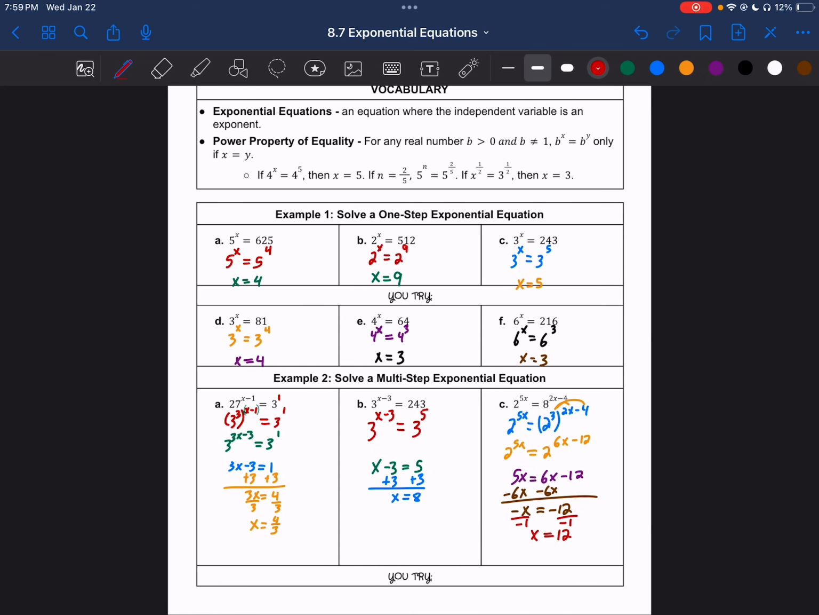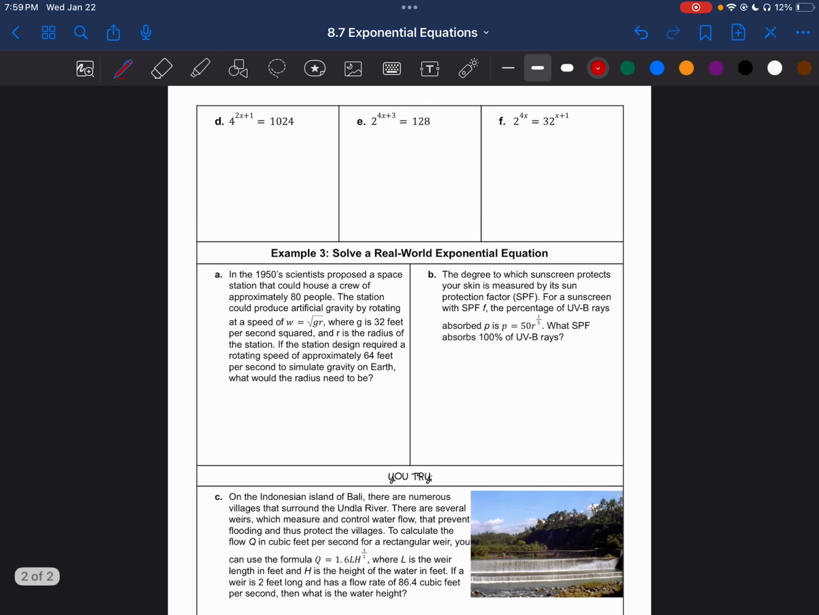All right, let's flip to the next page, and you're going to do the 3 U-try problems at the top. Go ahead and go, and then check your work against mine.